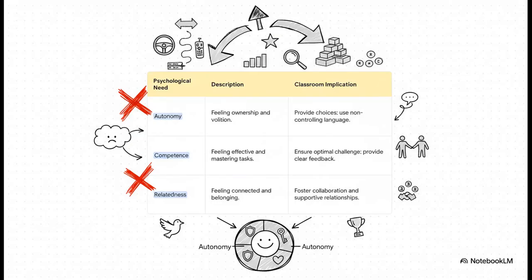Okay, so let's just put this all together for a second. What's so interesting here is how these 3 needs really work as a team. You can't just focus on one and ignore the others. A student who feels competent but has 0 autonomy is just going to feel controlled. A student with lots of autonomy but no relatedness, they're going to feel isolated and lonely. Real lasting motivation only happens when all 3, autonomy, competence, and relatedness, are supported together, in harmony.